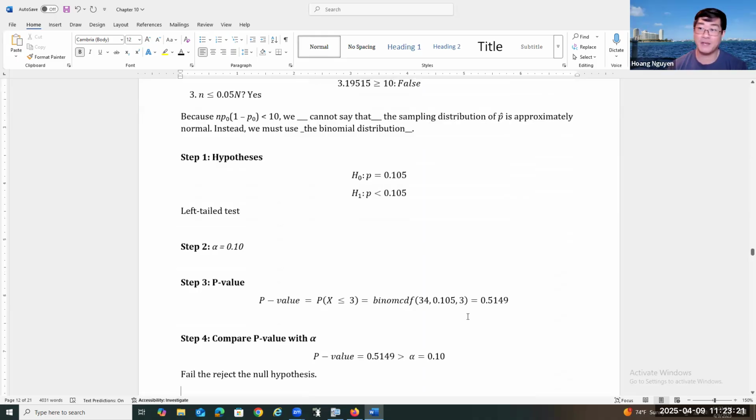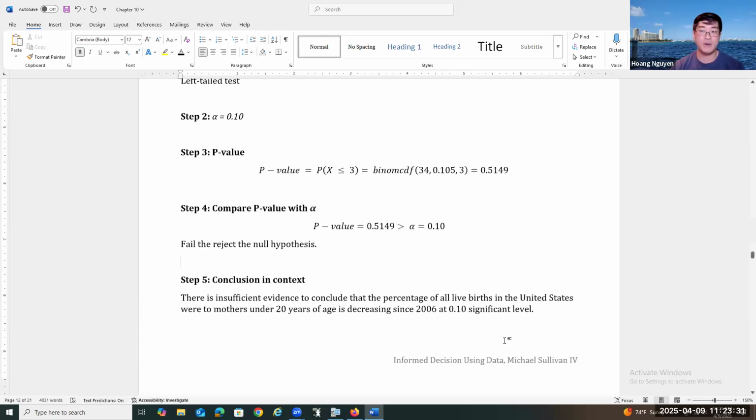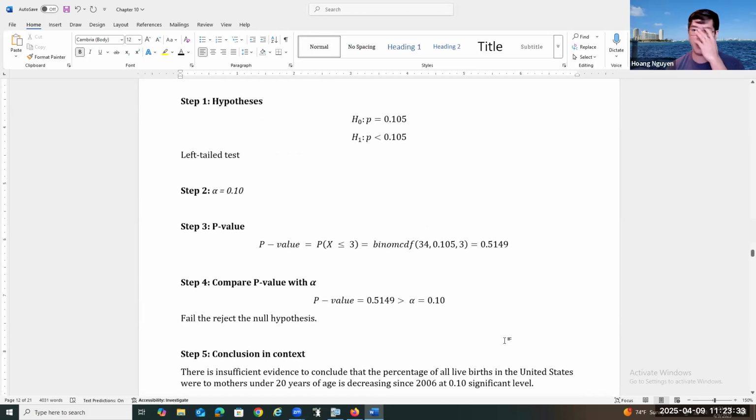So there is a possibility that you might need to use a binomial distribution to calculate the probability when the sample size is not large enough. So this is the third example that we have for this recording on the hypothesis test of population proportion. We have two possibilities: when the sample size is large enough and when the sample size is small.